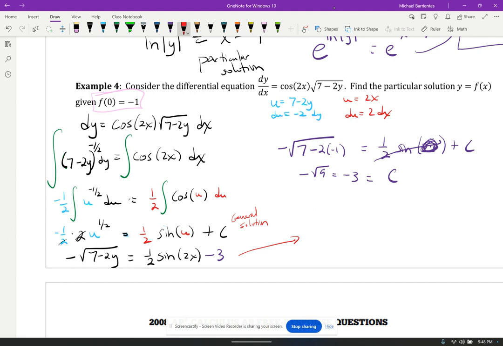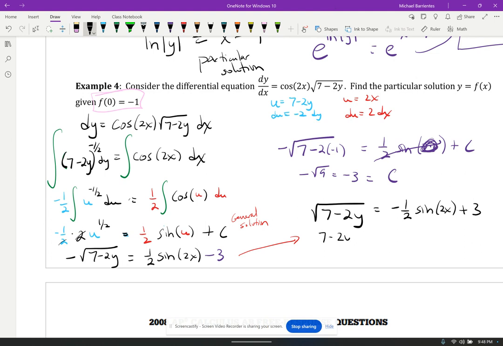So I need to divide by -1 so that I can get rid of this negative. So now I have the positive square root of 7 minus 2y equals -1/2 sine 2x plus 3. Why did the signs change? Because I divided by -1 in order to undo this negative. And I'm going to square both sides.